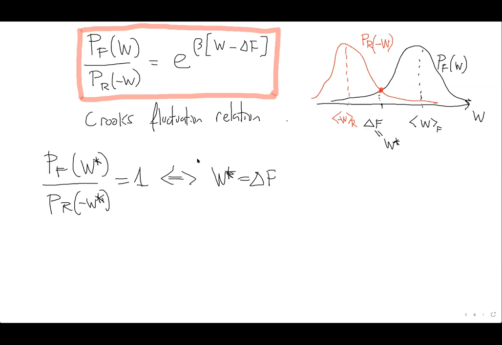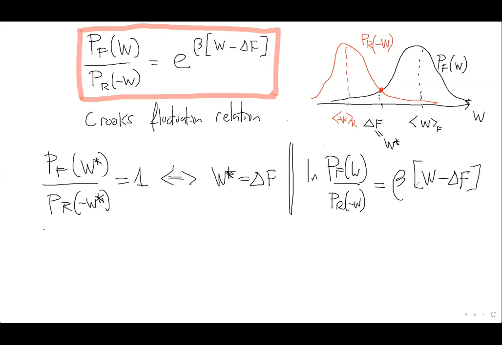I just finish by saying that I think I will need a second lecture on this topic because this is very important in the field. The way experimentalists check this, and I'll show you experimental results in the next lecture, is instead of plotting distributions like this, they take logarithms. You get the log of P_F(W) over P_R(minus W) equals beta times (W minus delta F). So it is linear with the work. Experimentalists typically take the ratio between these histograms and get data points like this. They plot the logarithm of P_F(W) divided by P_R(minus W) versus W.